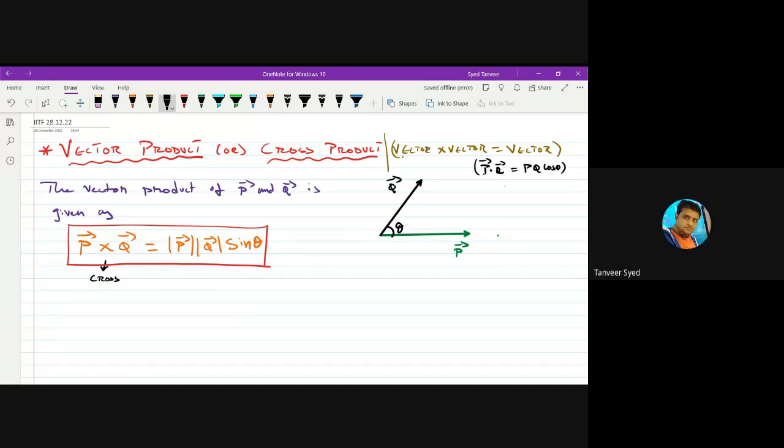P cross Q is equal to PQ sin theta. This is how we define vector product or cross product. And as we are using this symbol cross here, that's why it is named as cross product. And as we use the symbol dot here, it is also named as dot product. So vector P cross vector Q is equal to magnitude of vector P. I will write here, this is magnitude of vector P.